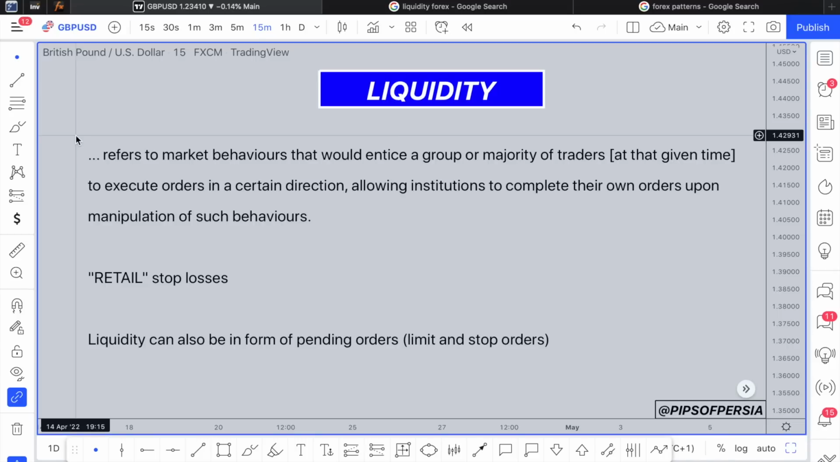By liquidity, we also refer to the quote-unquote retail stop losses, or where the stop losses of a lot of the, again, quote-unquote retail traders are placed. And it's important to also note that liquidity can also be in the form of pending orders. So buy stops, sell stops, buy limit, sell limit, all of these can be forms of liquidity as well.